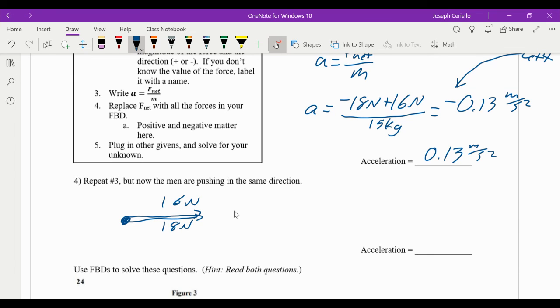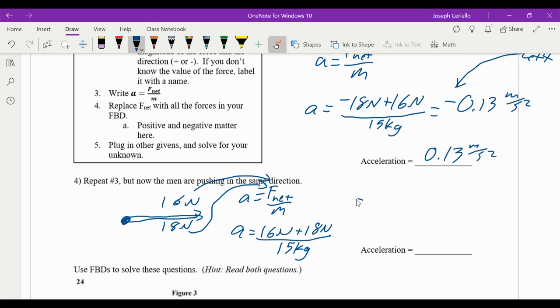All right. So 2 steps down. Third step, A equals F net over M. Fourth step, plug these 2 forces into F net. Just throw them right in. Okay, so I have A equals 16 plus 18 divided by 15. And I get an acceleration equal to, I think, 2.27 meters per second squared. All right, there you go.